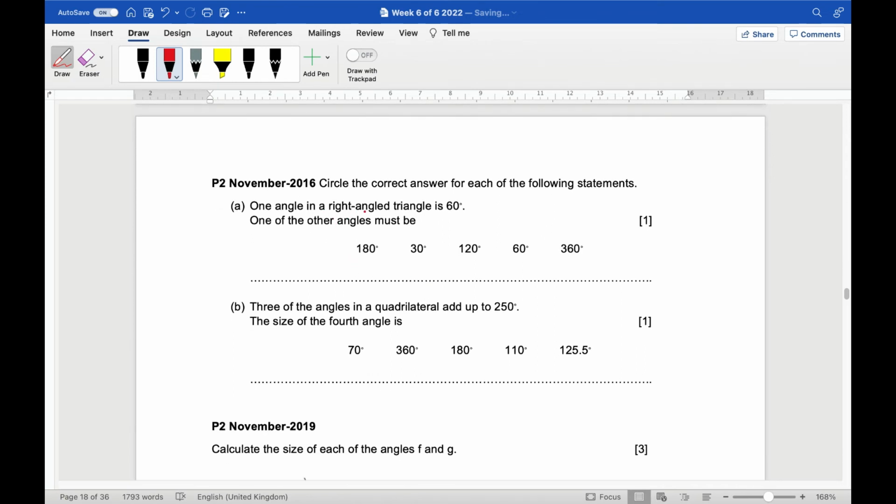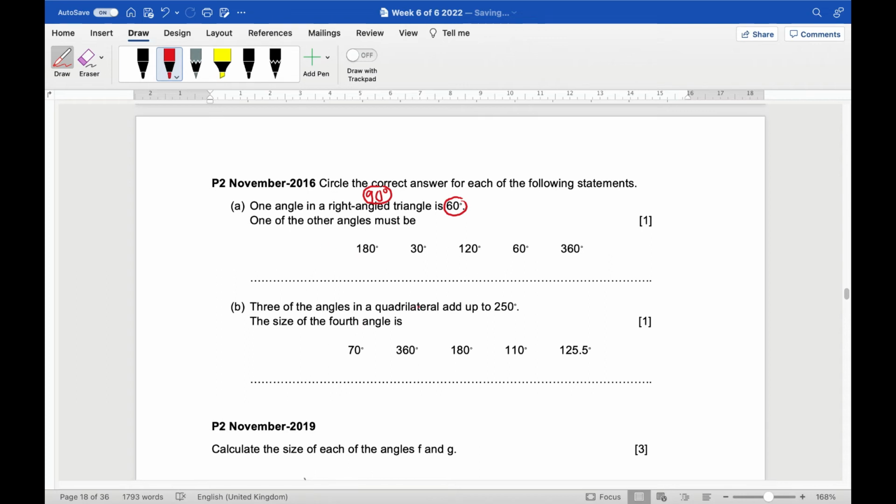One angle in a right angle triangle, well, that's a bit of a confusing thing, isn't it? Because in a right angle triangle, one angle is 90, but what they're saying is one of the other angles is 60. So if it's a right angle triangle, it's got a 90-degree angle, it's got a 60-degree angle, what's the third angle? Okay, leave that with you.